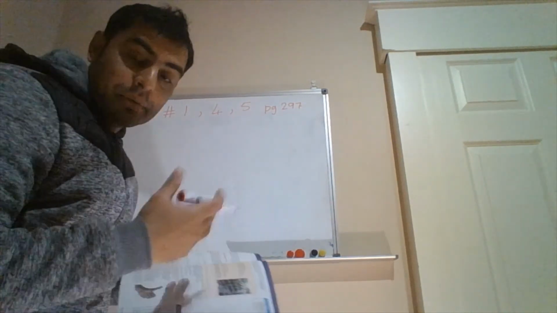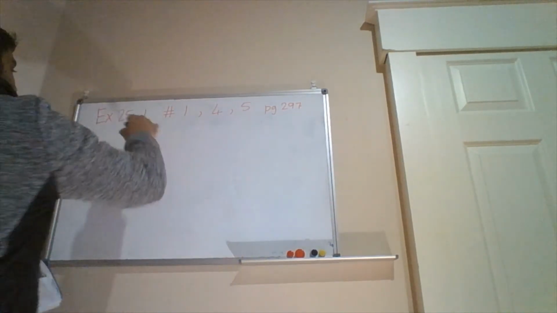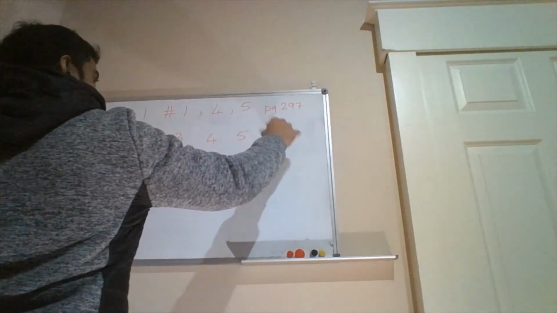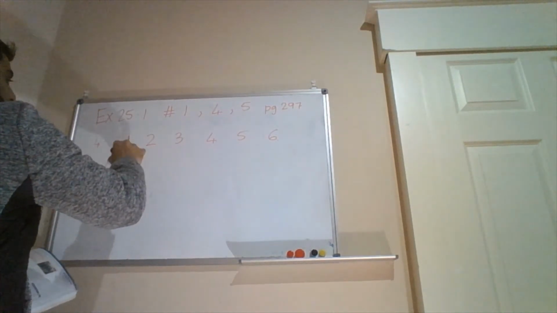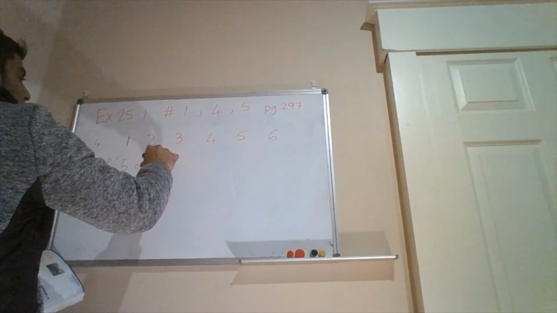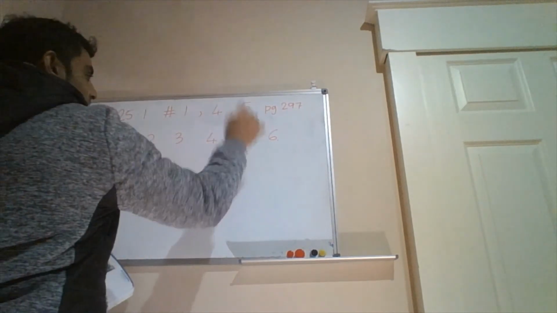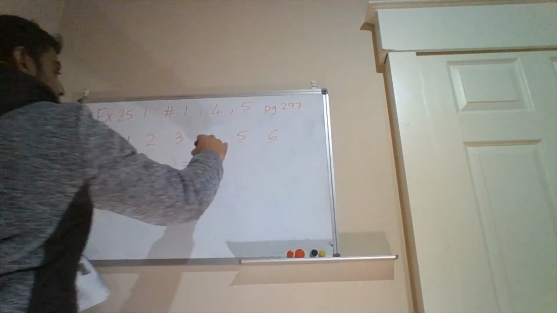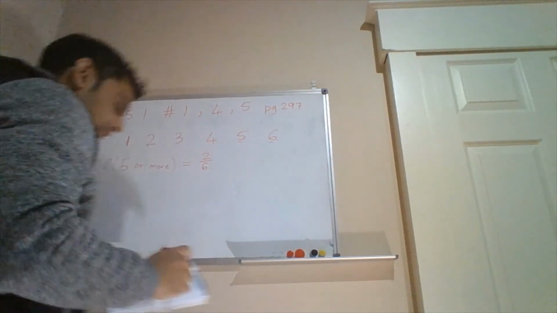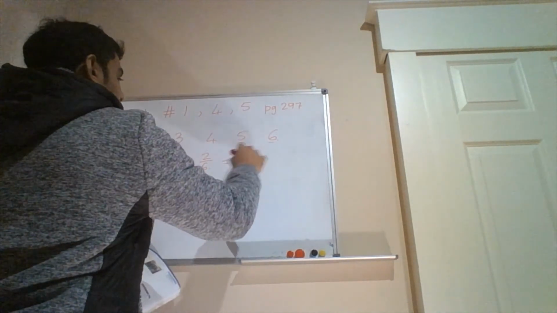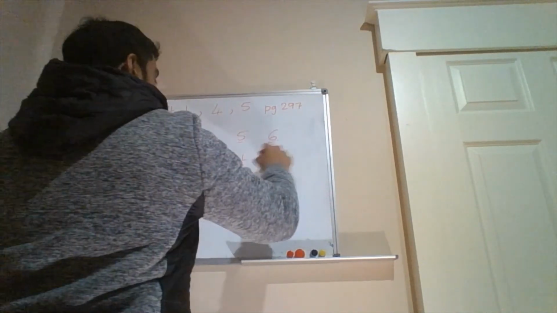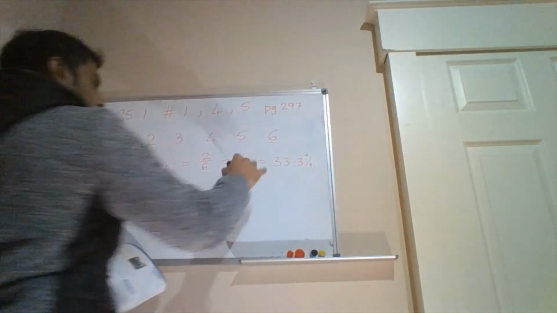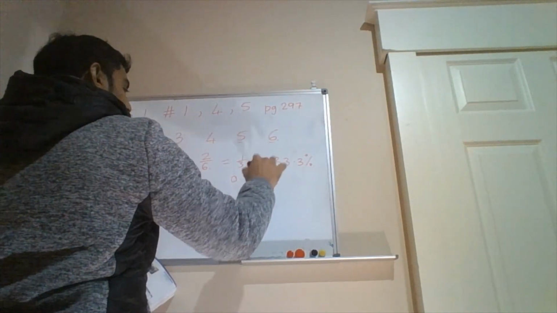Once again, when we roll a 6-sided dice, we can get the numbers 1, 2, 3, 4, 5, or 6. And the probability of getting 5 or more is if we roll a 5 or a 6. So that's 2 out of the 6 possibilities. And we can simplify this fraction if we want to a third. In percentages, this would be 33.33%. In decimals, it's 0.33 recurring.